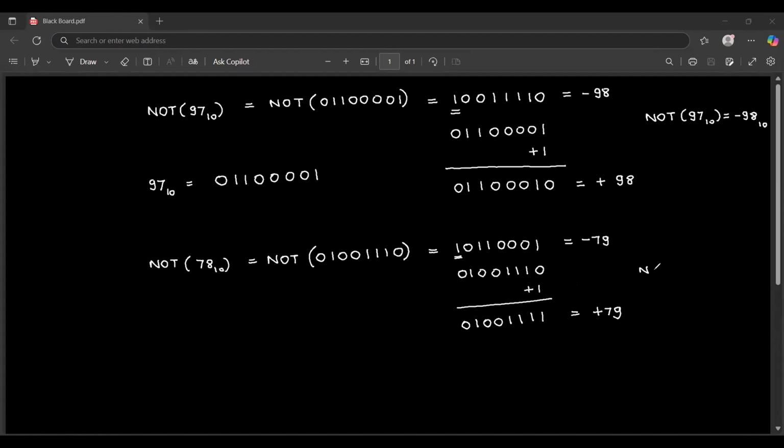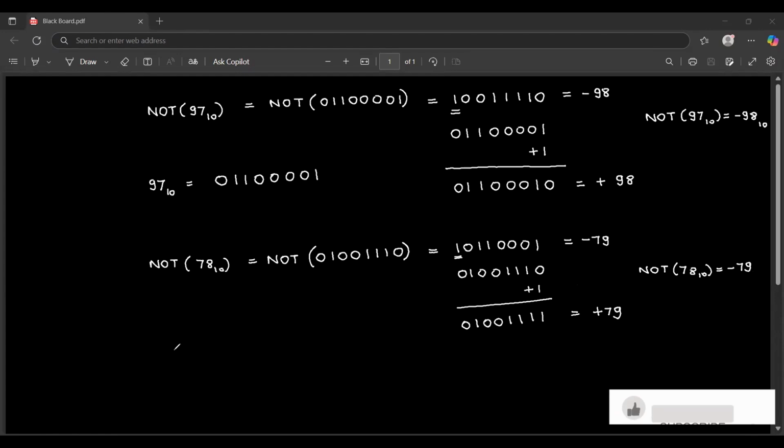So not 78 to the base 10 will be equals to negative 79. Keep this in mind when you're doing the question. Now, what you have to try is a negative number, something like negative 91. Try this, not negative 91 to the base 10. Try it and let me know the answer in the comments.